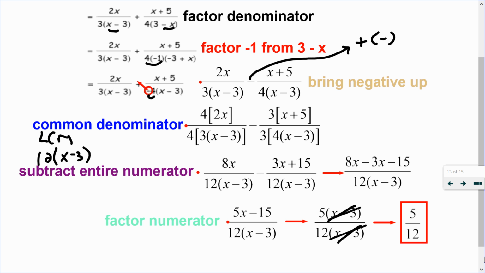So you can always look for those tricks where the denominator is the same but opposite. If you don't notice it, you can use one of each. Your numerator will just be a little bit bigger.